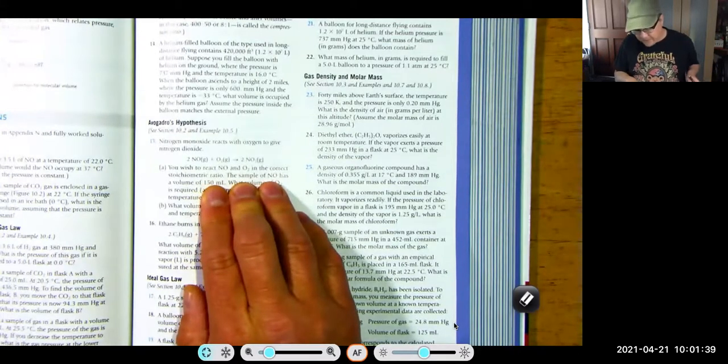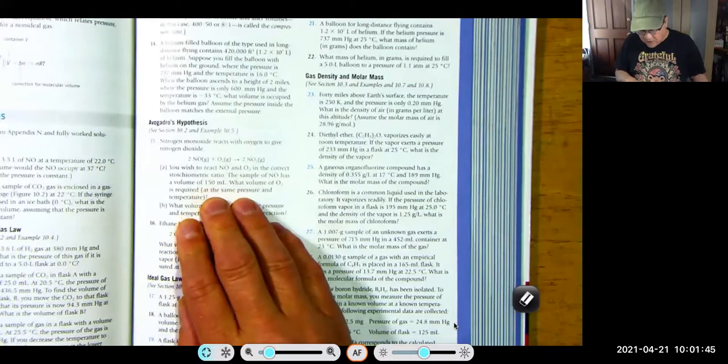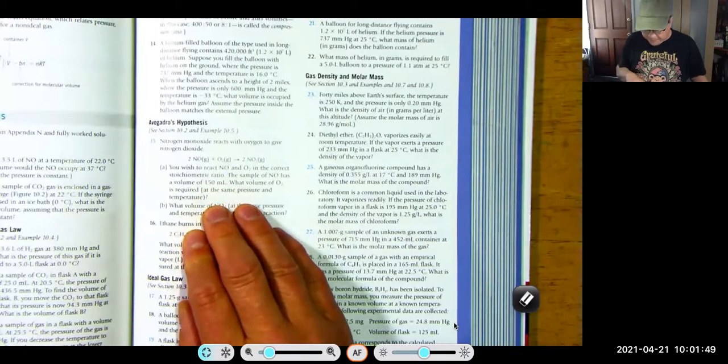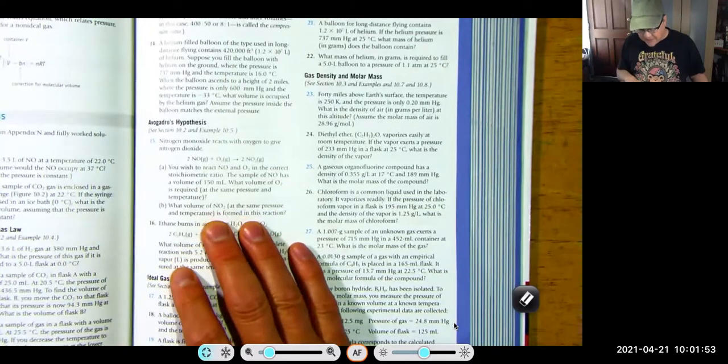The sample of nitrogen monoxide has a volume of 150 milliliters. What volume of O2 is required at the same pressure and temperature? And then finally, what volume of nitrogen dioxide at the same pressure and temperature is formed in this reaction?